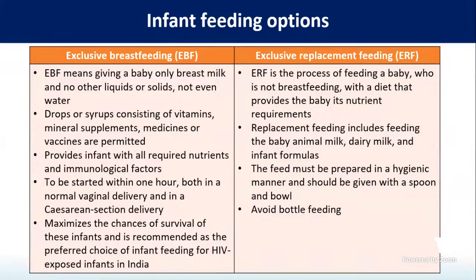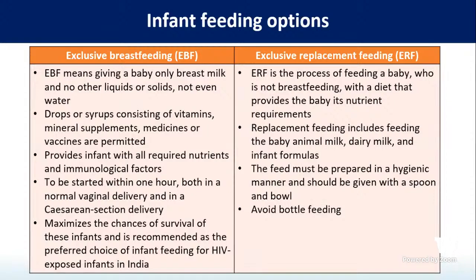So there are two options for infant feeding: exclusive breastfeeding, also called EBF, and exclusive replacement feeding. Exclusive breastfeeding means the baby gets only breast milk and no other liquids or solids, not even water. Only drops or syrups of vitamin or mineral supplements and medicines are permitted, because it is a known fact that the breast milk of the mother contains all the nutrients, vitamins and antibodies in a form that can be easily digested and used by the baby. As it contains antibodies, it protects against various infant illnesses, infections like pneumonias and diarrheas.